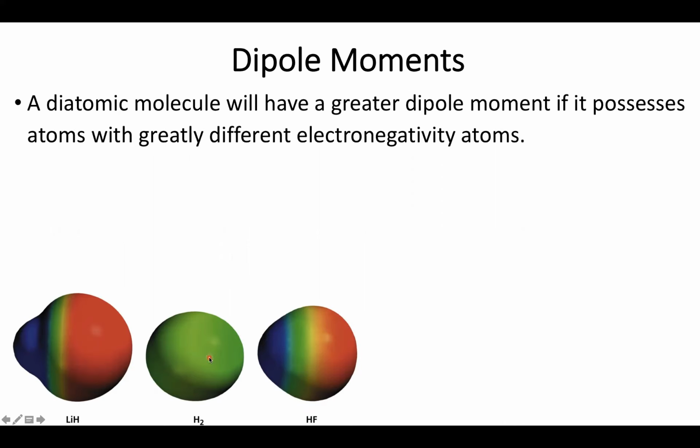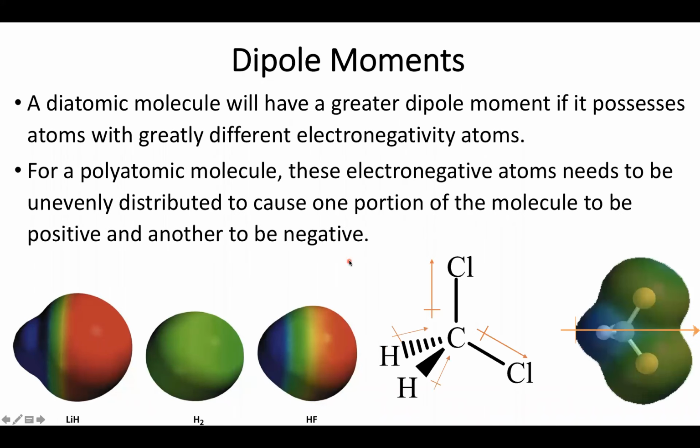However, if I put hydrogen next to fluorine, fluorine is very electronegative. So all the electrons move over to the fluorine, and both of these represent polar molecules. All the electrons have moved to one side. Now, if I've got a polyatomic molecule, what I'm looking at is how unevenly spread these electronegative atoms are.